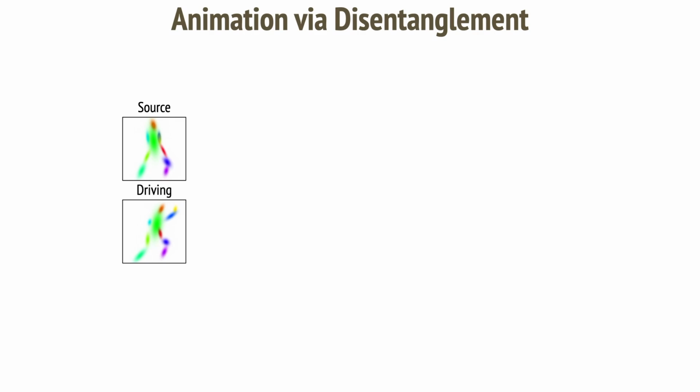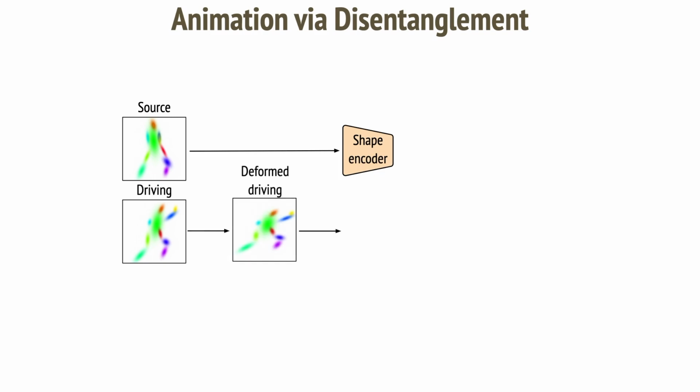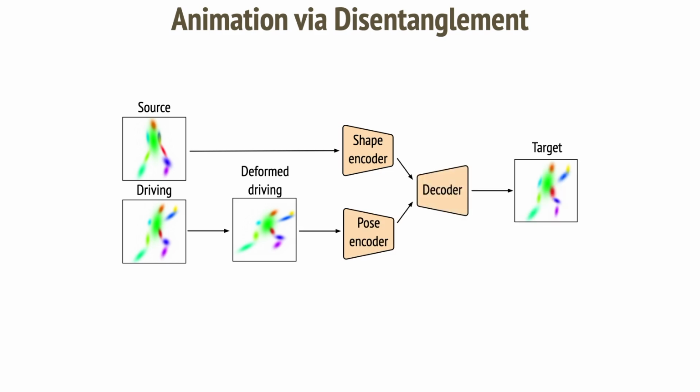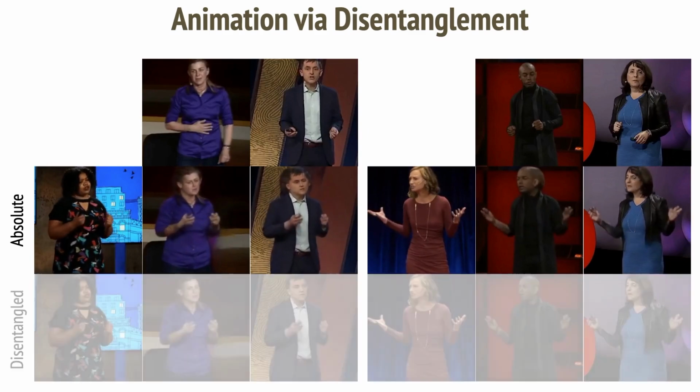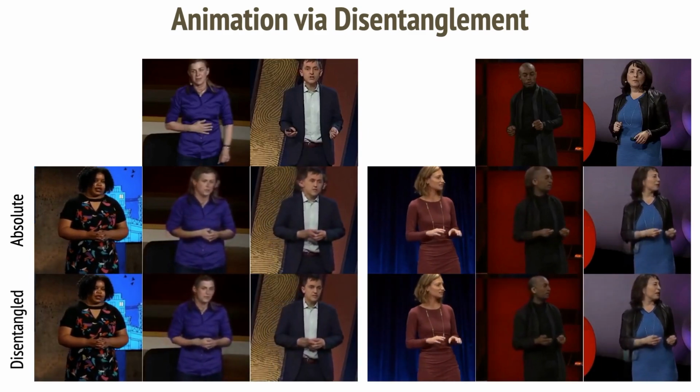We start with the source and the driving in the region space. We pass the source to the shape encoder to extract the shape and only shape information. To extract the driving pose, we manually perturb the driving first and then pass it to the pose encoder. We then combine these two representations using the decoder network that predicts the undistorted driving. These 3 networks are again supervised using only the reconstruction loss. Such a method substantially improves the quality of animation for objects with different shapes and styles.